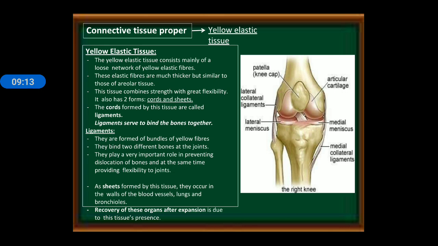Next is yellow elastic tissue. Yellow elastic tissue mainly contains yellow elastic fibers, and an example of yellow elastic tissue is ligament. Ligaments help in binding the bones, meaning they connect two different bones. Ligaments are formed of bundles of yellow fibers. They bind two different bones at the joints, and they help in preventing the dislocation of bones, and at the same time also provide flexibility.